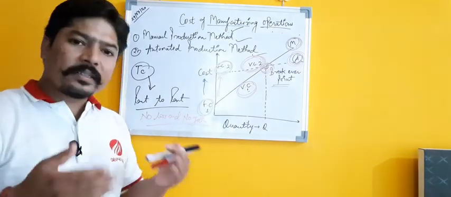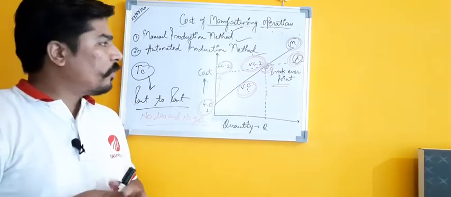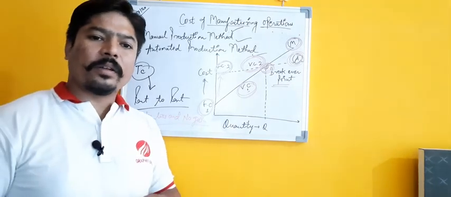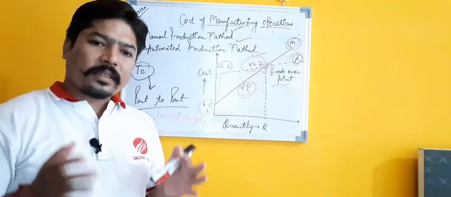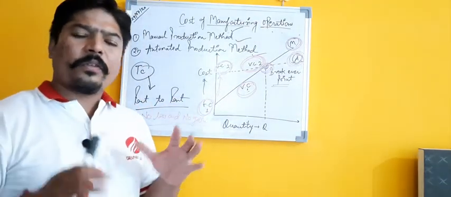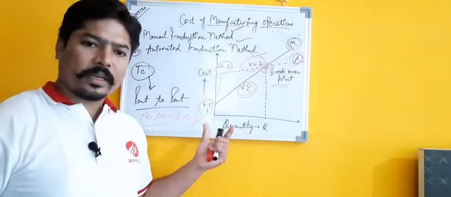So we will discuss in our next class the different types of cost associated with your raw material, with your labor, with your factories. We will discuss it later. So till then you can understand this topic very carefully, and if you have any questions or any doubt, you can ask me anytime. Okay, thank you.